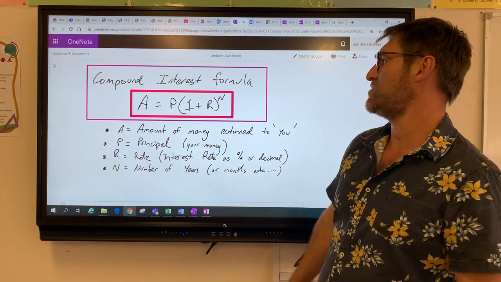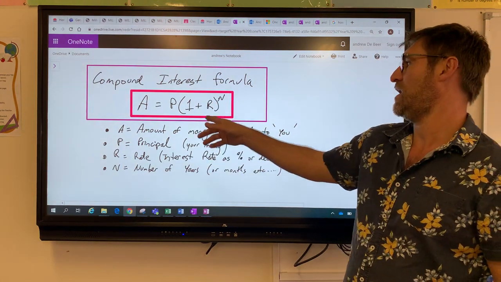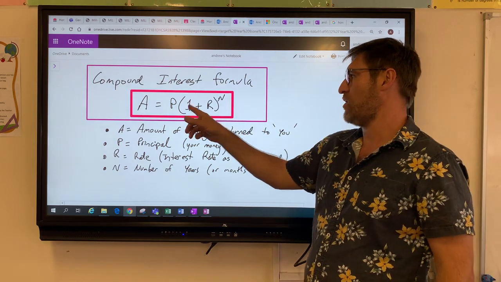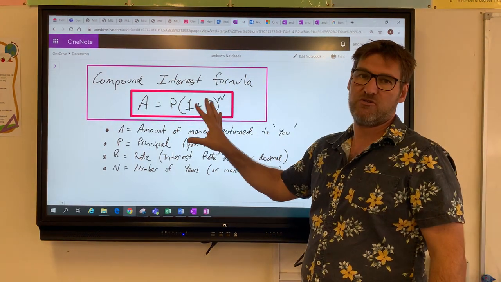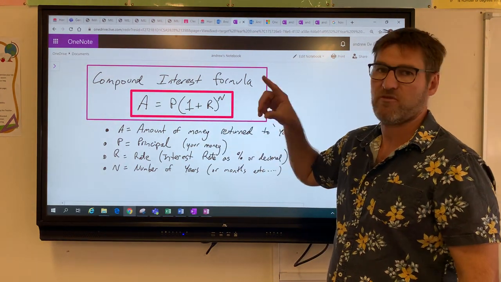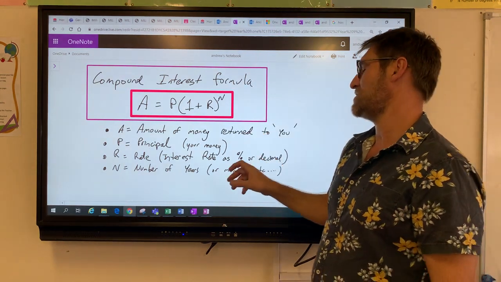Compound interest formula, nice heading. A equals P, principal again, times 1 plus the rate, all to the power of n. 1 plus r all to the power of n. You'll be asked in a minute to type all those directly into your calculator. Don't forget your calculator has this power button. From memory, it says x to the power of a little box. Just check that.